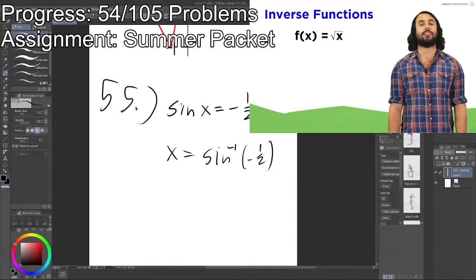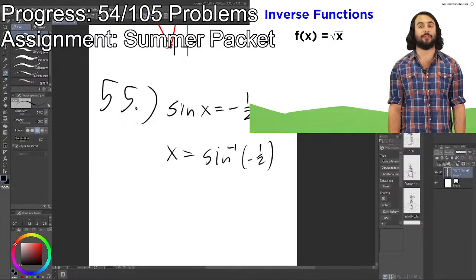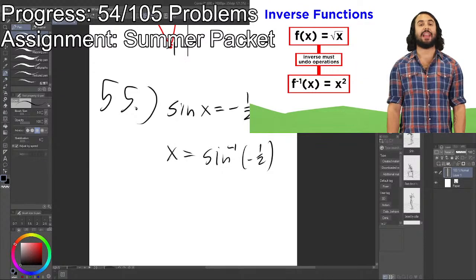Let's recall that when trying to find the inverse of a function, like f of x equals root x, we change this into a y, and then we make x and y swap places. Then we solve for y. In this case, that would involve squaring both sides, which gives us y equals x squared. Essentially, inverse functions sequentially undo anything operating on x in the original function.